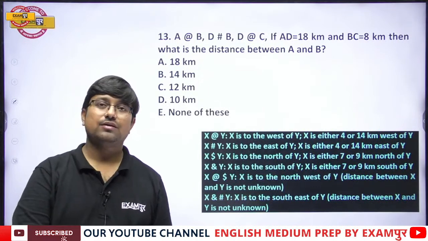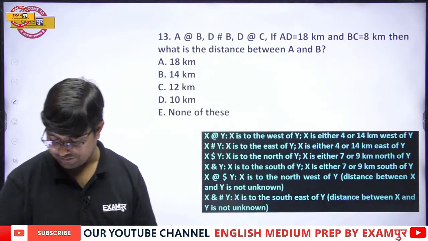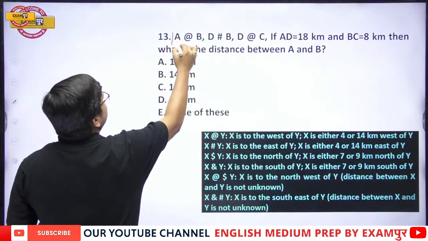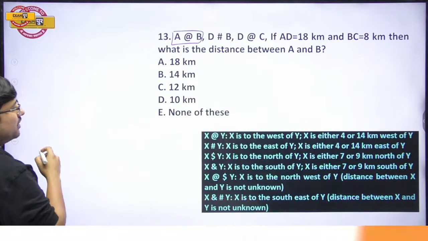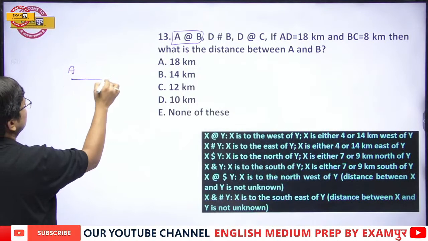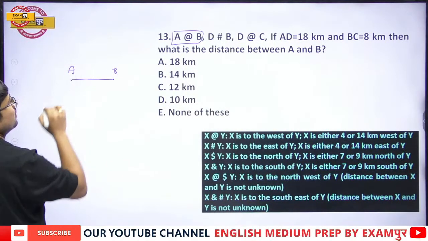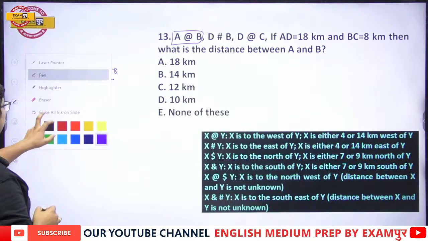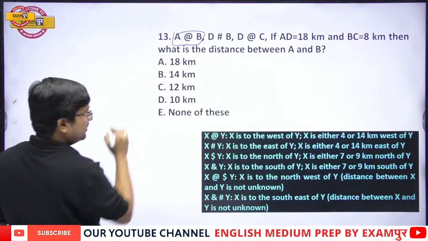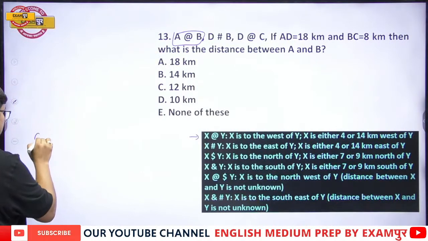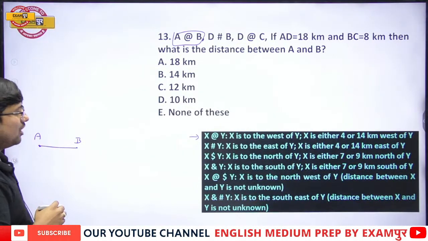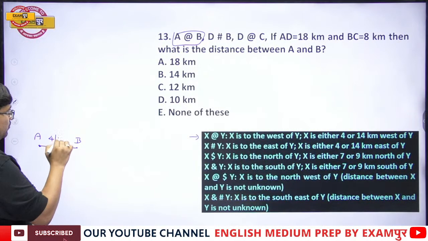Now see, my dear students, the time is up. Now A at the rate B means A is to the west of B. Okay. As you can see, A is to the west of B. Next. And how much west? 4 or 14.